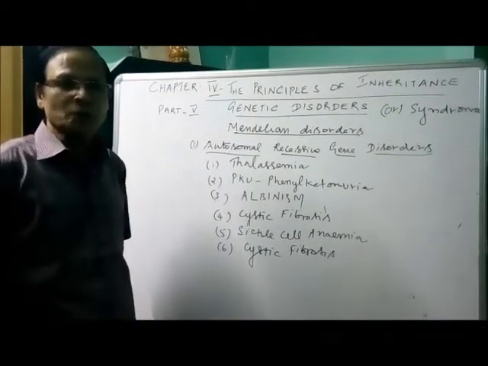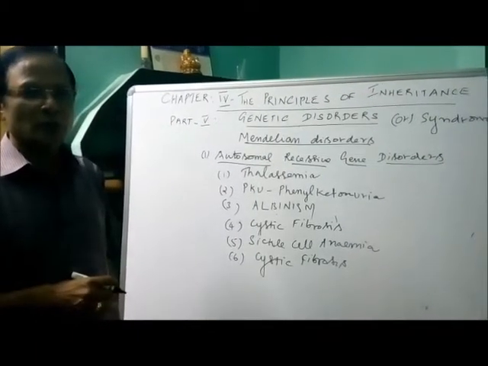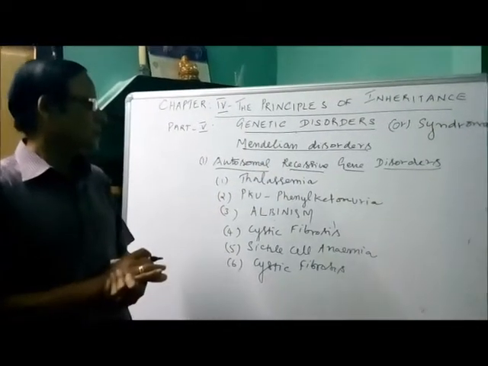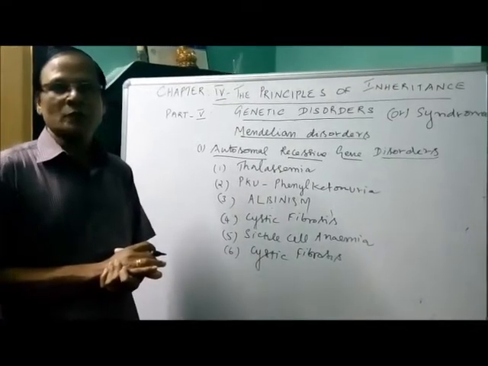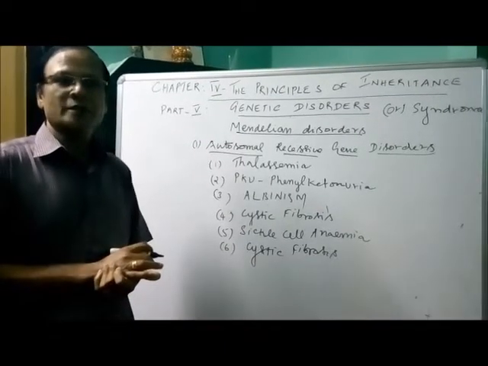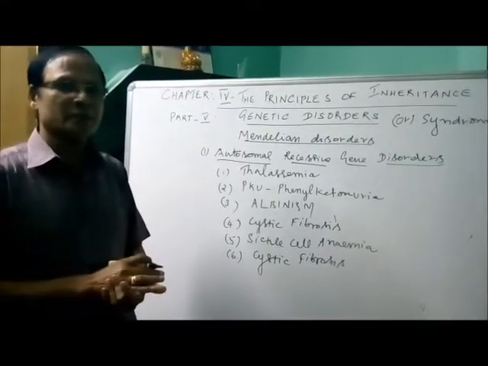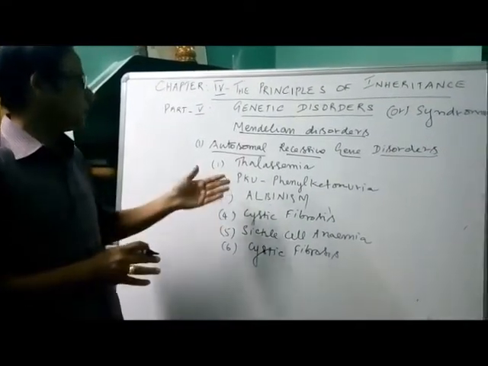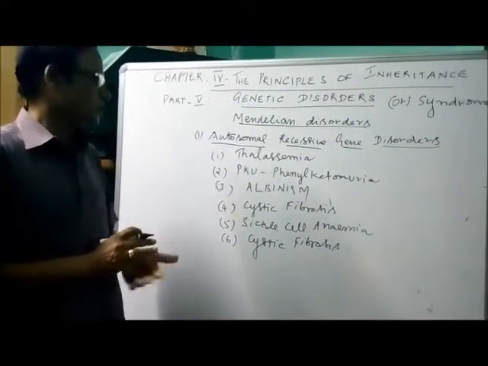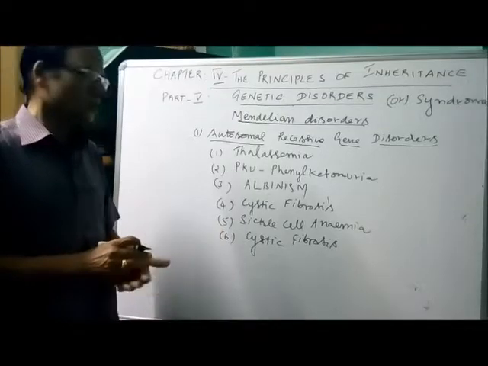It is caused due to alteration or mutation in a single gene in one of the autosomes. That is called autosomal recessive gene disorders. Now, it is transmitted from the parents to the offspring in the same way as in Mendelian inheritance, meaning they follow Mendelian inheritance in transmission. Now we have a number of examples: thalassemia, phenylketonuria, albinism, cystic fibrosis, sickle cell anemia.